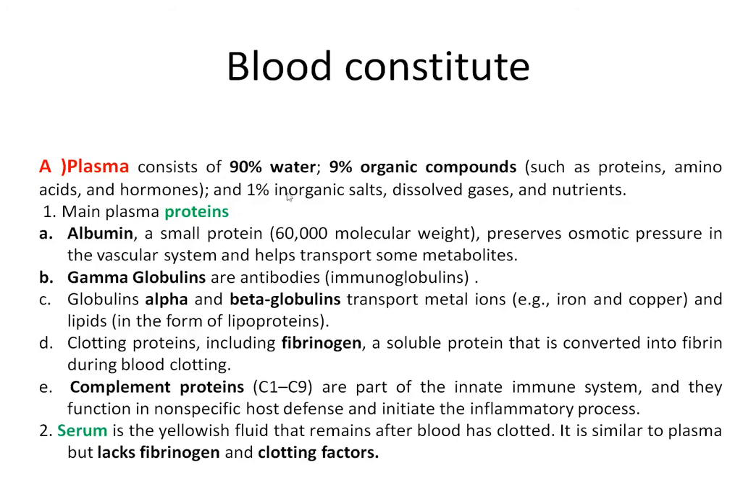Blood, as I mentioned, consists of plasma and blood cells. Plasma consists of water, organic compounds, and inorganic compounds. The organic compounds are represented by proteins, amino acids, and hormones, and the inorganic compounds by salts, dissolved gases, and nutrients. The main components in plasma are proteins, which include albumin, globulin, and complement proteins.